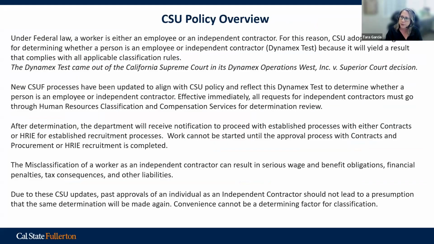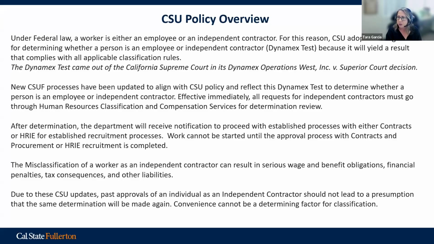So the policy overview is basically, under federal law and under a state assembly bill, we are now needing to use a single test to determine whether a person can work as an independent contractor. That test came out of the Dynamex case out of the California Supreme Court. And so we've aligned our process to make sure that we're aligned with the Dynamex test with federal and state laws.